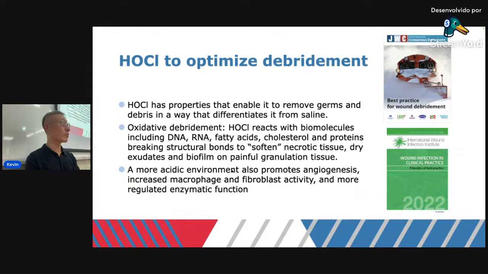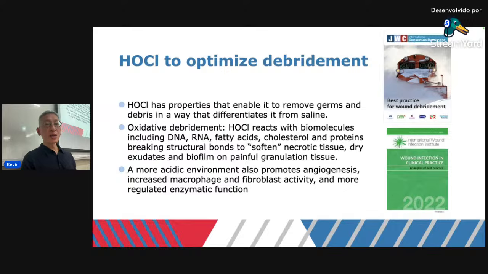And hypochlorous acid has also been identified as having the ability to remove denatured protein from the wound bed. In this case, the new term that has been introduced in a couple of documents, including best practice for wound debridement and the wound infection clinical practice published in 2022, is oxidative debridement, alongside autolytic, mechanical, sharp debridement, and also biological and other debridement methods.